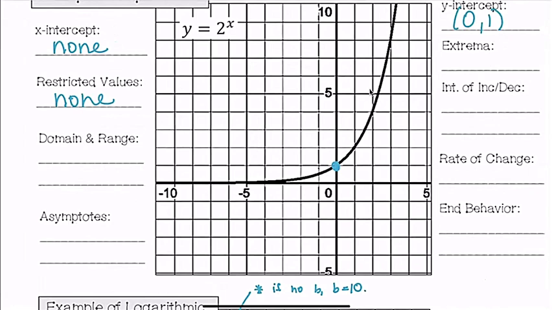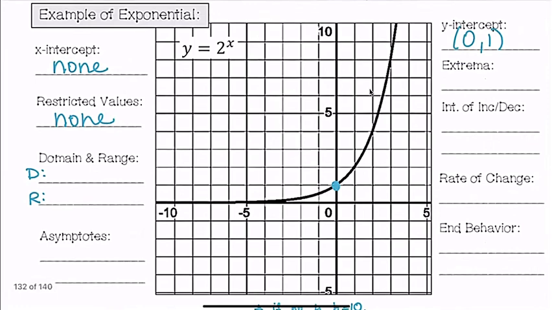Moving down here, we have domain and range. I'm going to label those here. Our domain for exponential functions, because we have no restricted values, is going to be all real numbers. And you can write that like this, or you can say all real numbers. And that'll be true for all exponential functions, unless otherwise stated that you have a restricted domain. The range will be related to their asymptotes. I'm going to do that one first, actually.